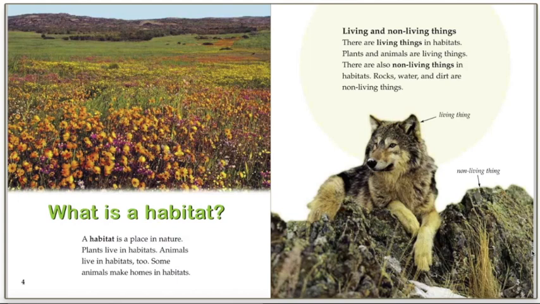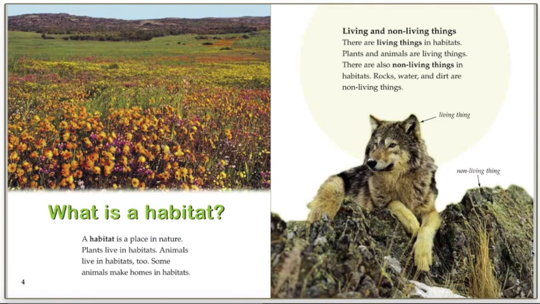What is a habitat? So in these green letters is what is called a header, and it kind of gives us a little bit of a foreshadowing or a preview of what that section is going to be about. So by it being called What is a Habitat, we know that this section of the book is going to be about what a habitat is. So a habitat is a place in nature. Plants live in habitats, animals live in habitats too. Some animals make homes in habitats.